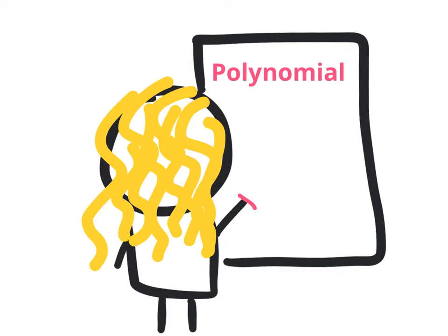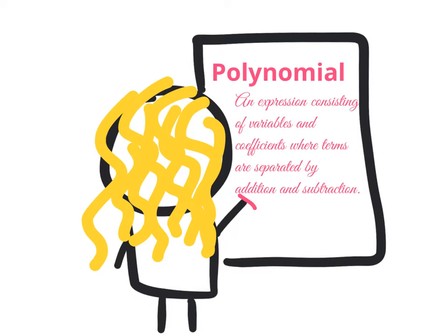Welcome to the lesson on classifying polynomials. But what is a polynomial? A polynomial is an expression consisting of variables and coefficients where terms are separated by addition and subtraction.